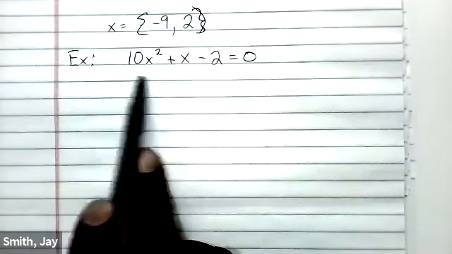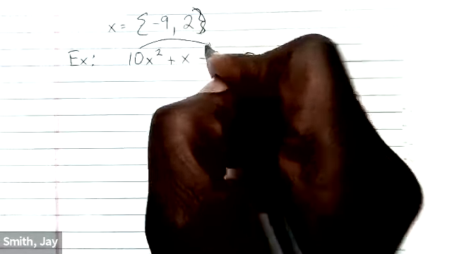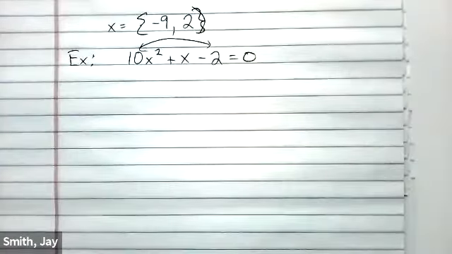So the difference between this example and the last example, obviously, is my leading coefficient. So what we can do is multiply my A and my C, or the very first leading coefficient, by my constant term.